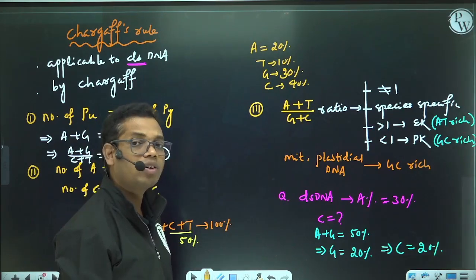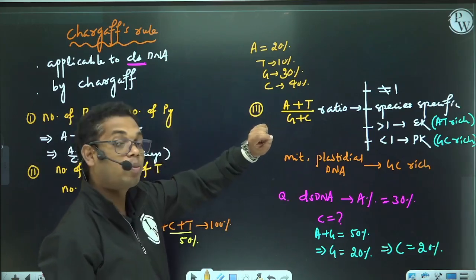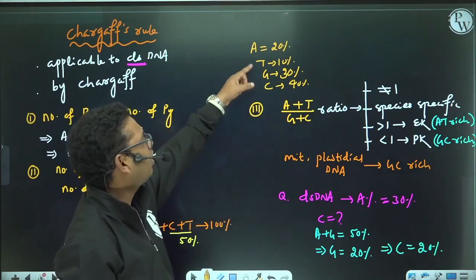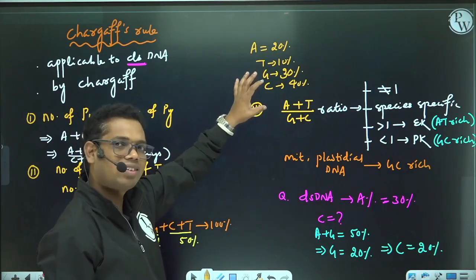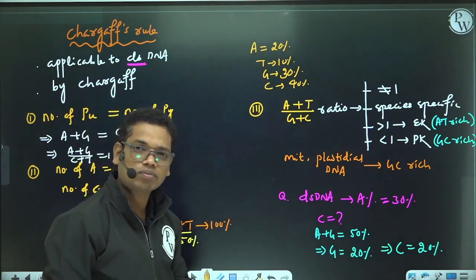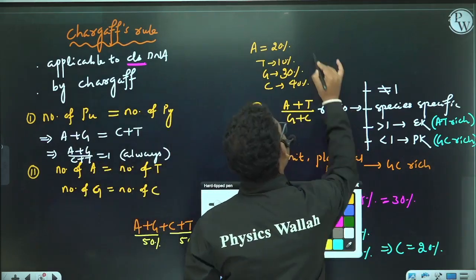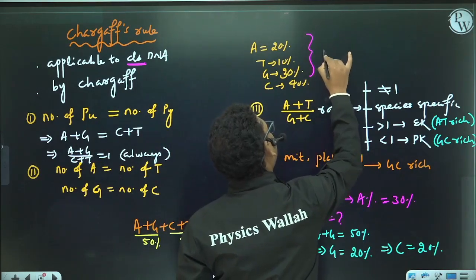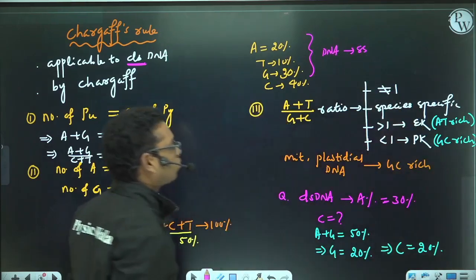Why not double stranded? Because in a double strand DNA the amount of adenine will always be equal to the amount of thymine, but in this case adenine and thymine are present in different amounts, right? So from this data we can say that this DNA is single stranded, not double stranded.